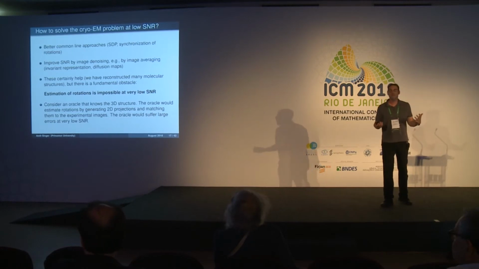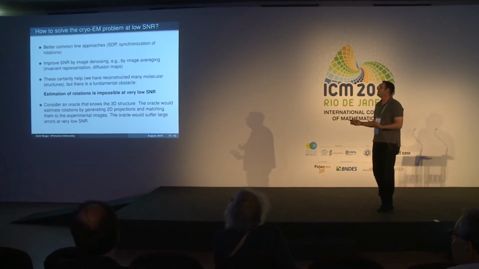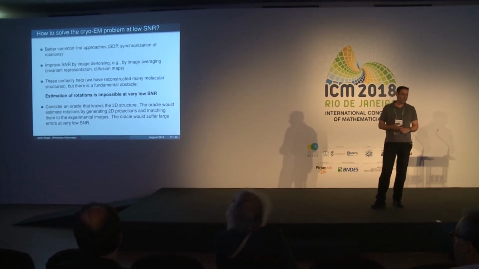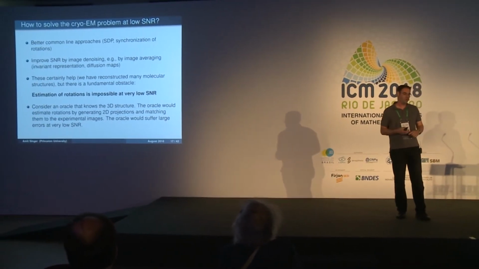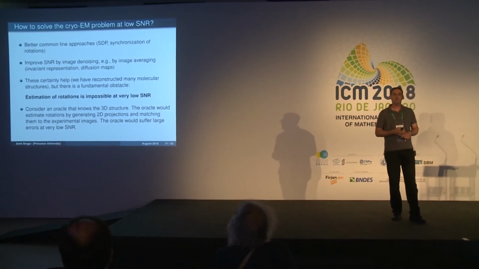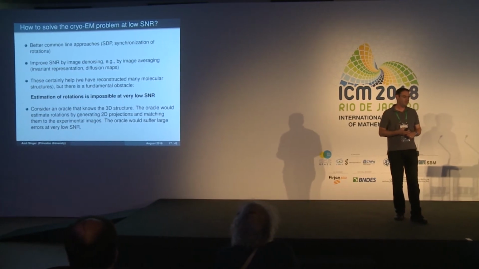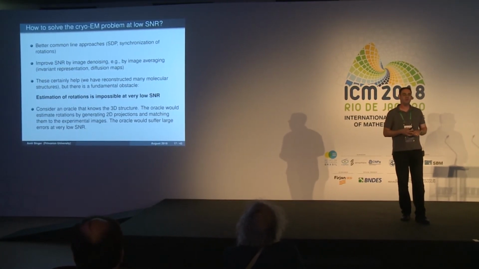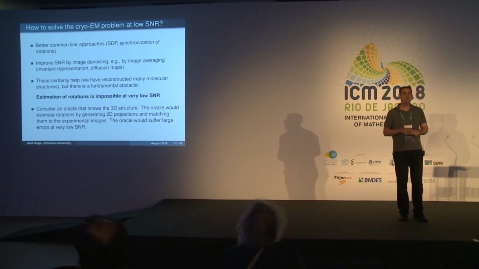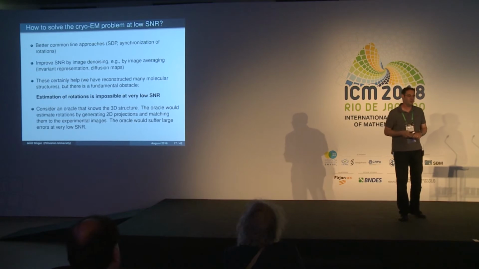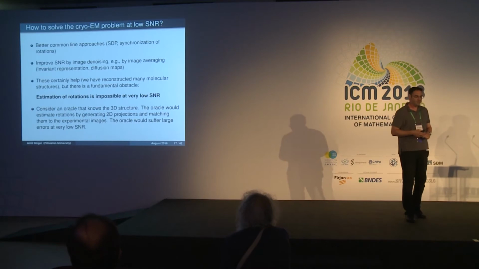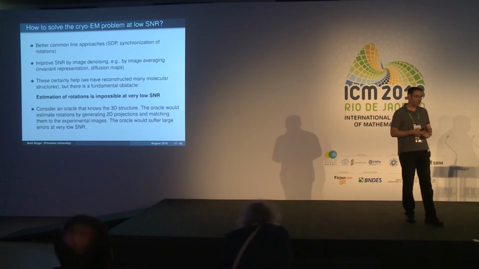So how do we solve the cryo-EM problem at low SNR if angular reconstitution does not work very well? One way is to try to improve those common line approaches. I and others have worked very hard on this approach, using methods that come from other areas, like theoretical computer science, using semi-definite programming that have been used for completely other problems, like approximation for problems like max cut in graph theory. Or we tried ideas that relate to synchronization of rotations.